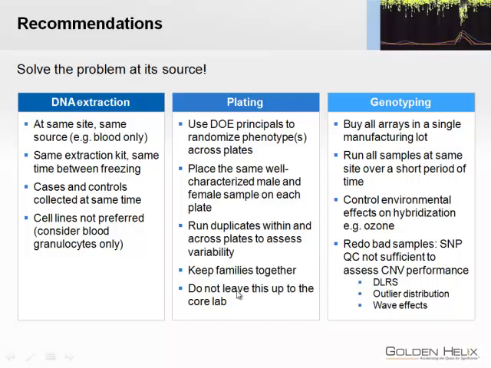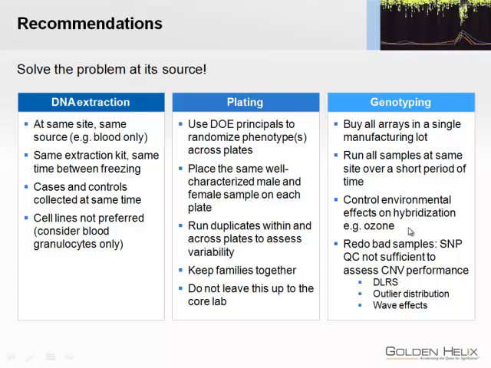Keep families together. Do not leave it up to your core lab to hope that they will randomize for you. They won't, and you'll regret it. Buy all your arrays in a single lot. Run your samples together. Sometimes people want to share the experimental credit and will run a study at multiple genotyping centers, to split the credit. It's not usually a good idea if you can help it. Do it at one location, so you're minimizing the variability of using entirely different genotyping centers.